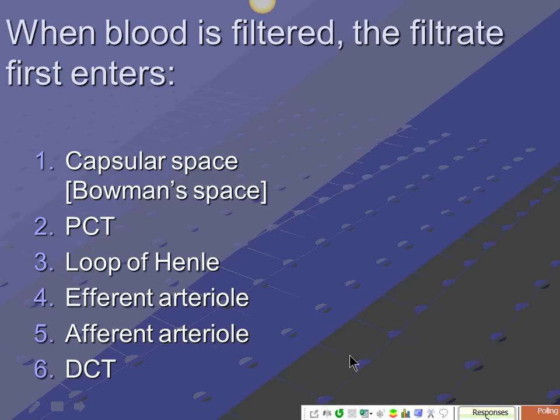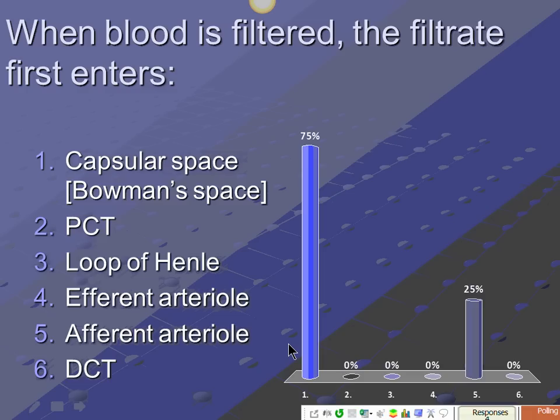So let's answer a few questions now on filtration. Where does filtrate first appear, or what does it first enter? This is a good review of your anatomy. It enters the capsular space.